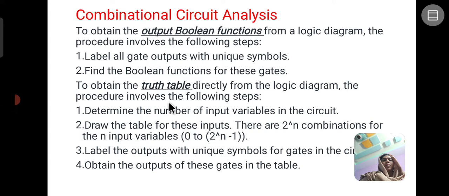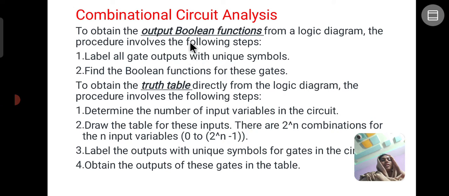In this class, I am going to explain about combinational circuit designs, Boolean algebra and gate level minimization. To design any combinational circuit, or for the analysis of a combinational circuit, we have to obtain the output Boolean functions from a logic diagram. The procedure involves the following steps.